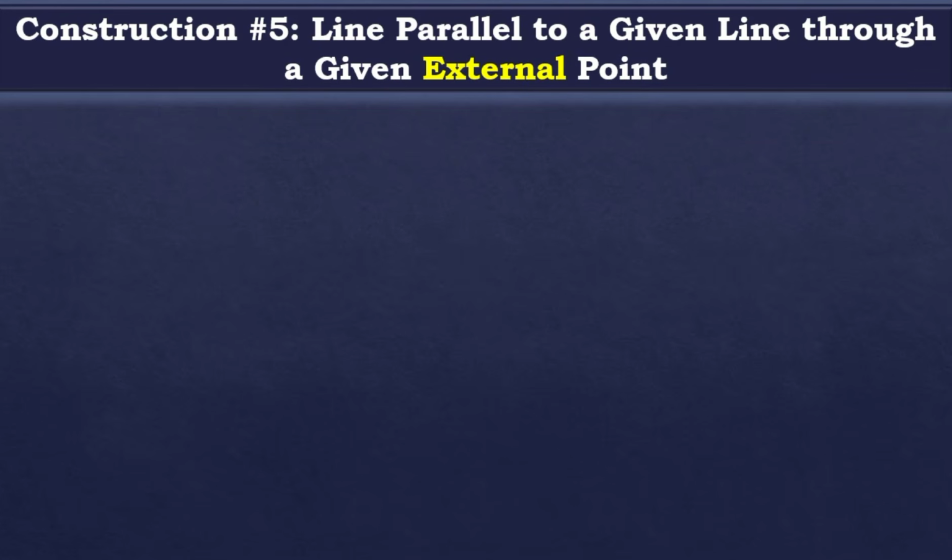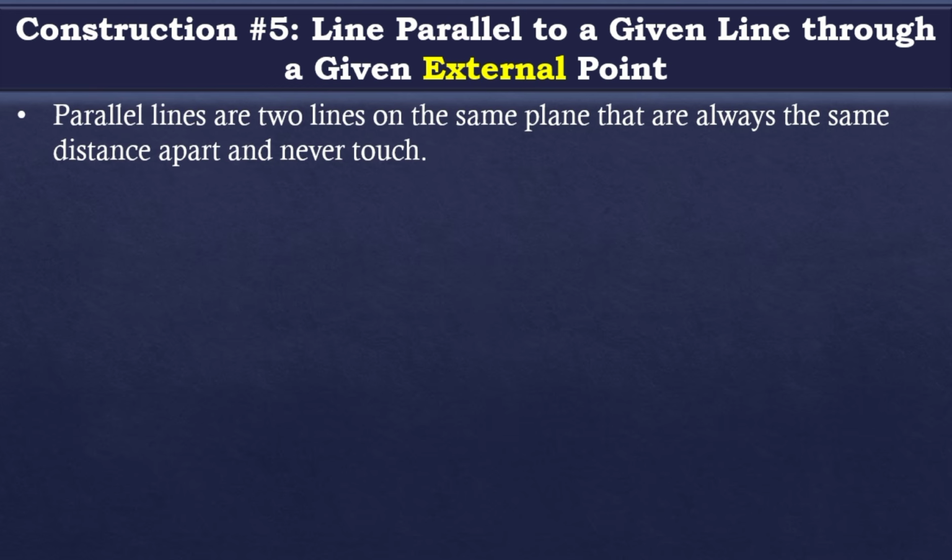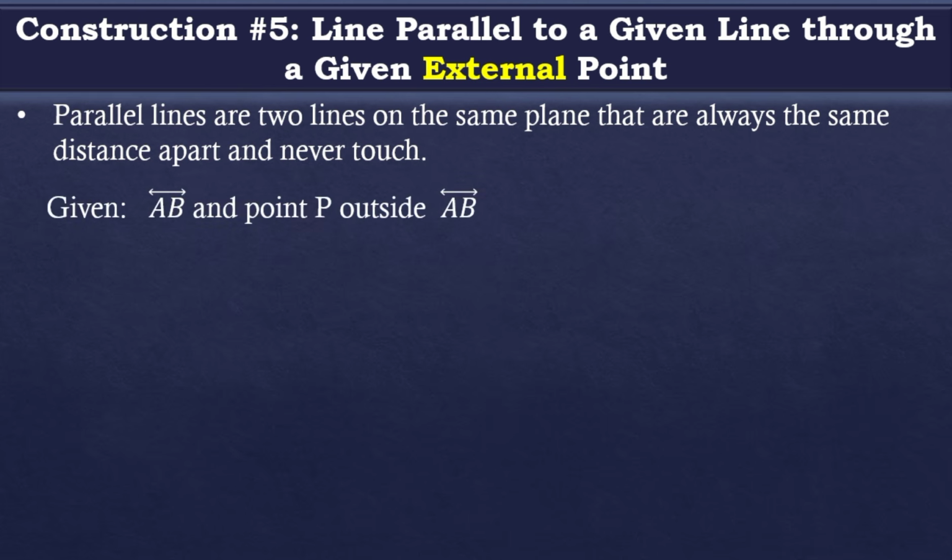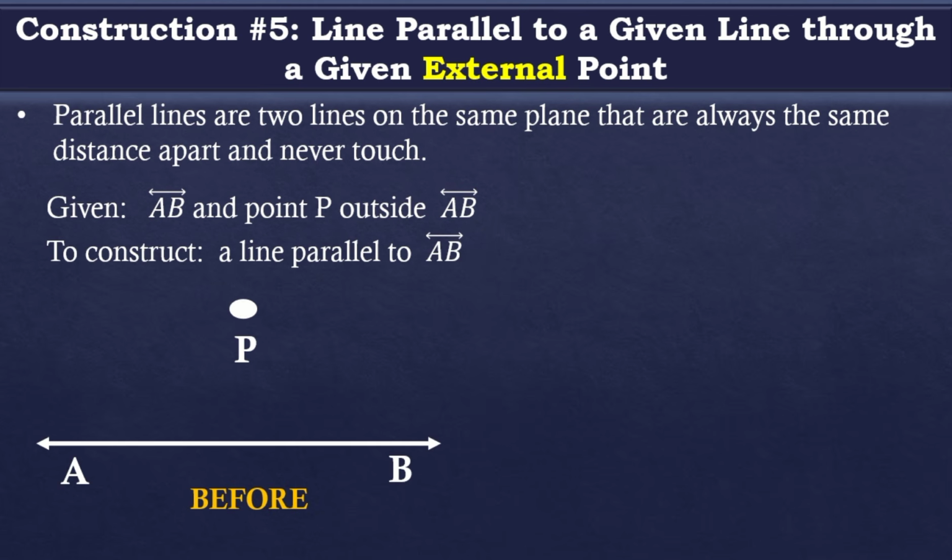And construction number 5, how are we going to construct a line parallel to a given line through a given external point? So, pag sinabi nating parallel lines, ito yung 2 lines on the same plane that are always the same distance apart and never touch each other. So, hindi sila nagdidikit. Okay? So, let us draw the given. So, our given is line AB and point P outside line AB.